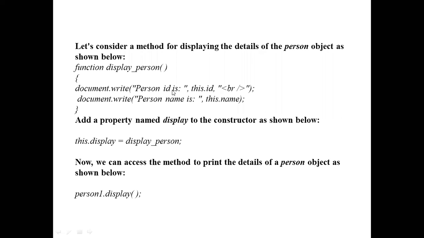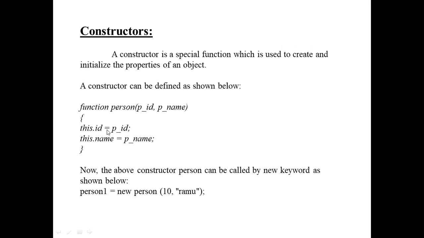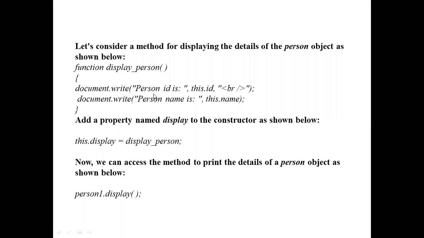Person id is this.id, name is this.name. Here this.id = p_id, and we passed the value 10 to p_id, so this.id is 10. This.name is Ramu. So it prints the output statements: Person id is 10. Person name is Ramu.